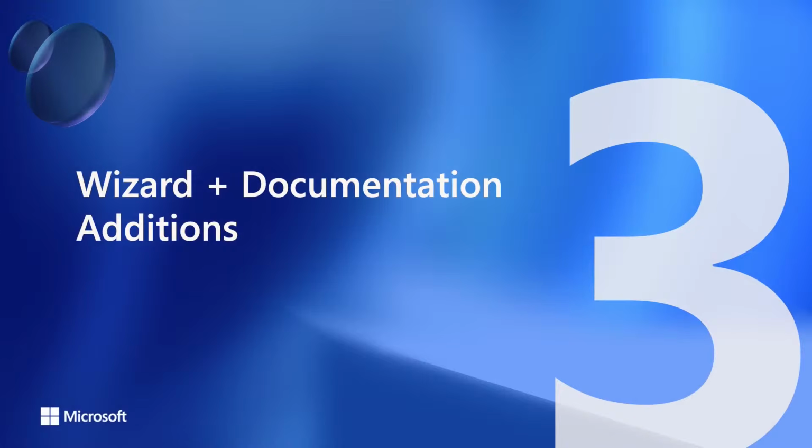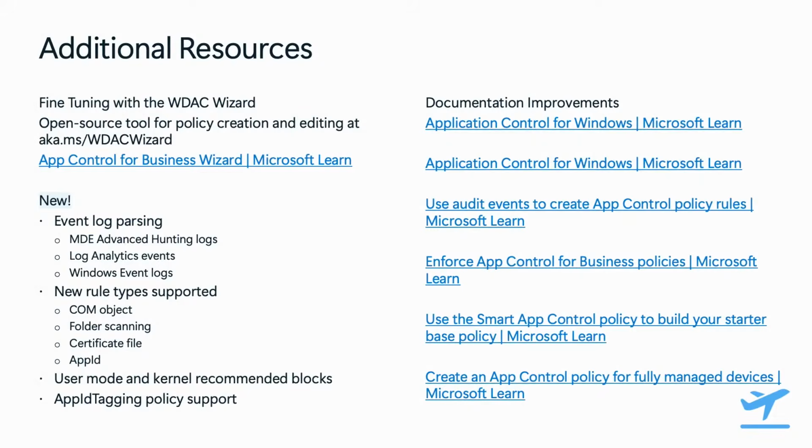In this next session, we're going to talk about some new improvements to both our wizard and documentation additions. As you can see, we've referenced the wizard tool multiple times during today's session, and some even new additions include things like event log parsing for MDE advanced hunting logs, log analytic events, and Windows event logs. We also have new rule type supported, user and kernel mode recommended blocks, and app ID tagging policy support.